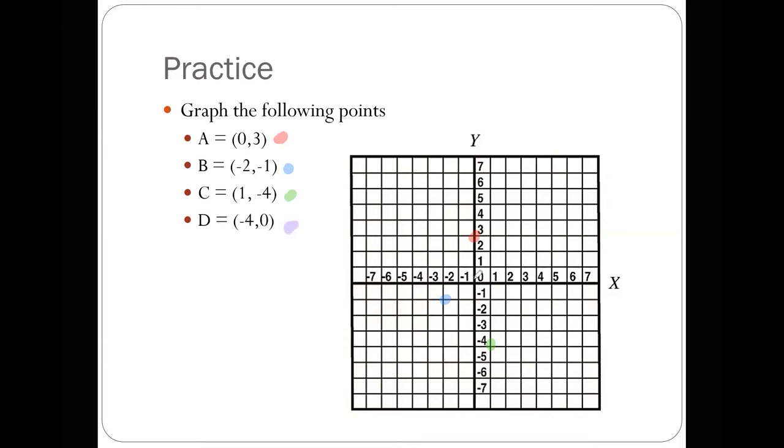This is negative first, so the first thing I'm going to move is 4 steps to the left, and that 0 in the Y says don't go anywhere. So that's how we graph points.